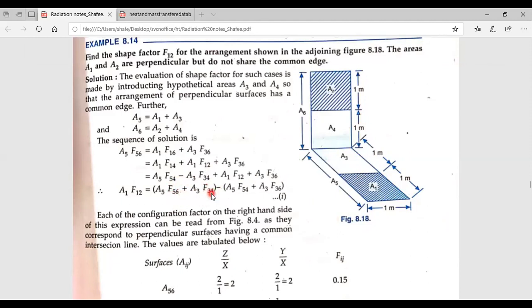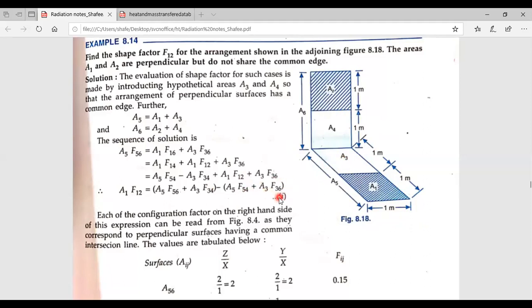Then what about F3 to 4? See, 3 to 4, there are smaller rectangles with 1, 1, 1, 1. So 3 to 4, again, it's a perpendicular rectangle. I can find out from the charts what is the shape factor. So I can find out F34. Then what about F5 to 4? See, 5 is this big rectangle and 4 is this small rectangle. Again, it's having a common edge, so again, it's perpendicular rectangles. So I can find out F54 also easily.